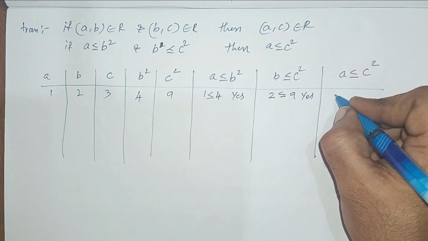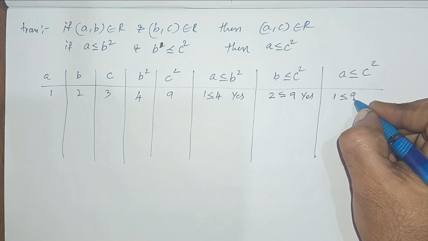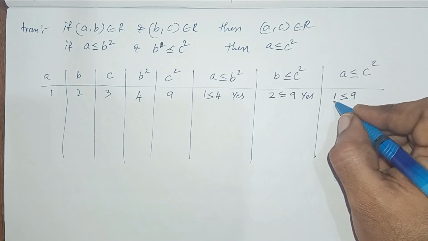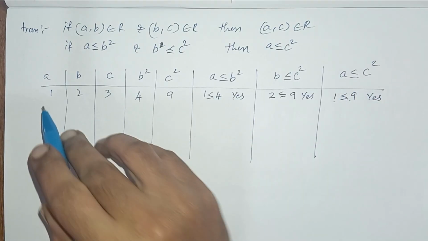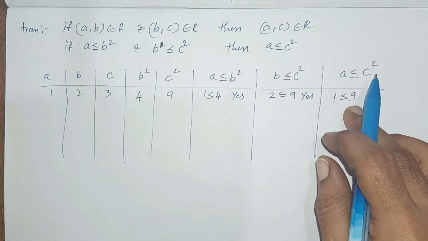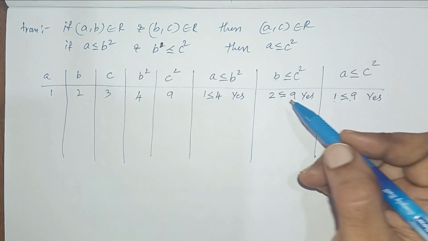Now next we have A. A is 1 and C square is 9. So 1 is less than or equal to C square. Yes, because 1 is less than or equal to 9. Yes, this is also there. So we have 1 comma 3 also in our relation. So this will satisfy our transitive, but the question says it is not transitive.